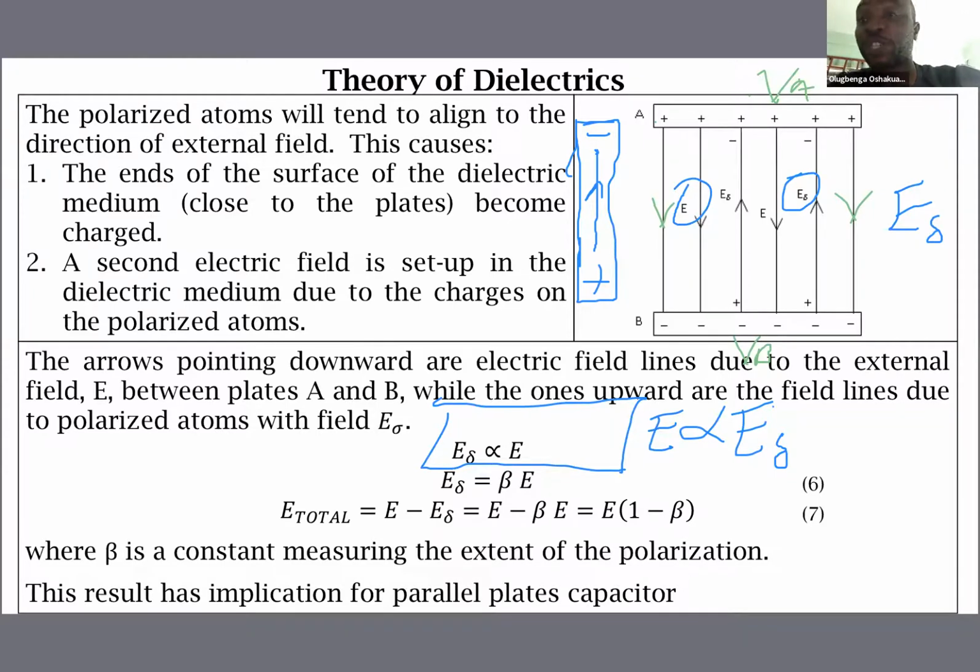So when we introduce the constant of proportionality in between E delta and E, we have a constant beta, which gives us the polarizability. It gives us the extent of polarization that a material can have. So this beta is connected to the material in between the plates. And this particular constant ranges from 0 to 1. When it is 0, it means that the material will not polarize, and it will not even affect the capacitance of the capacitor. Well, when it is 1, it will mean that it will be giving you infinite capacitance.